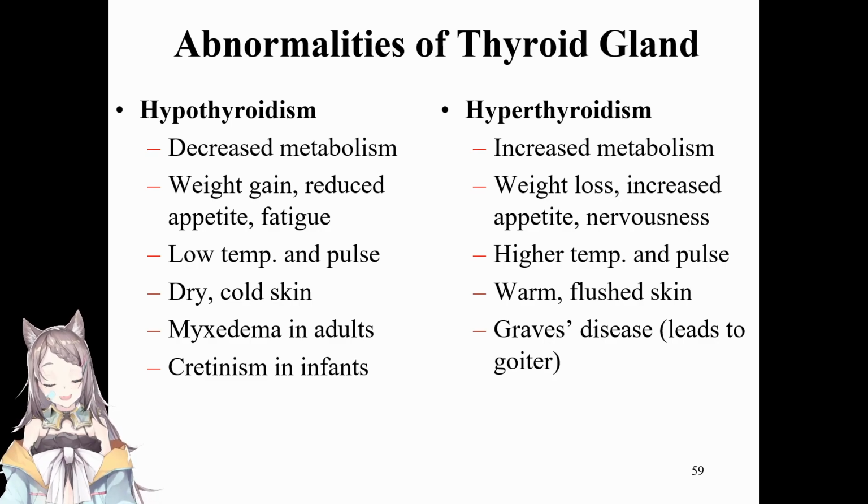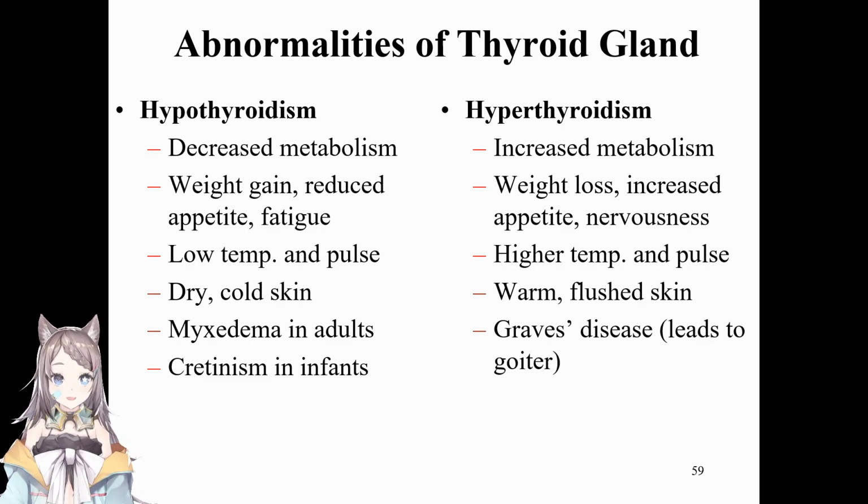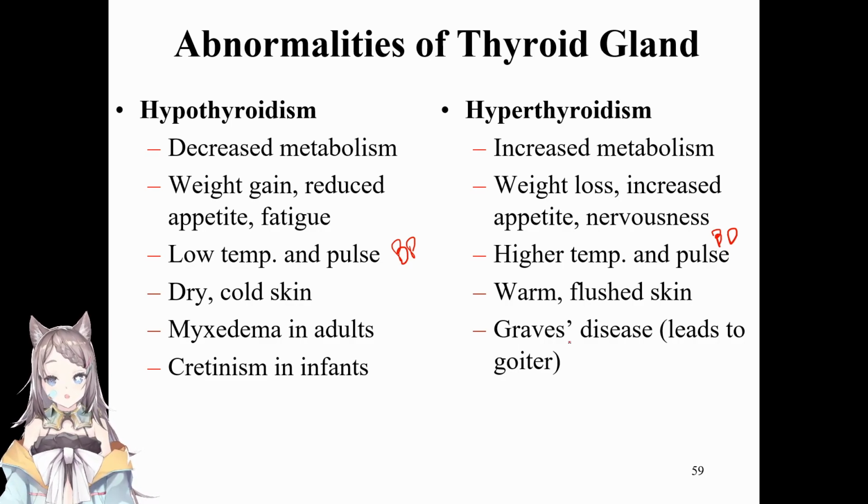For hyperthyroidism, you have increased metabolism. You have weight loss due to the increased metabolism. You also have an increased appetite and nervousness due to hyperactivity from hyperthyroidism. It will lead to higher temperatures and pulse. Usually, these are related to your blood pressure. Pulse is related to blood pressure. So, it will give you a warm, flushed skin and usually is caused by Graves' disease.